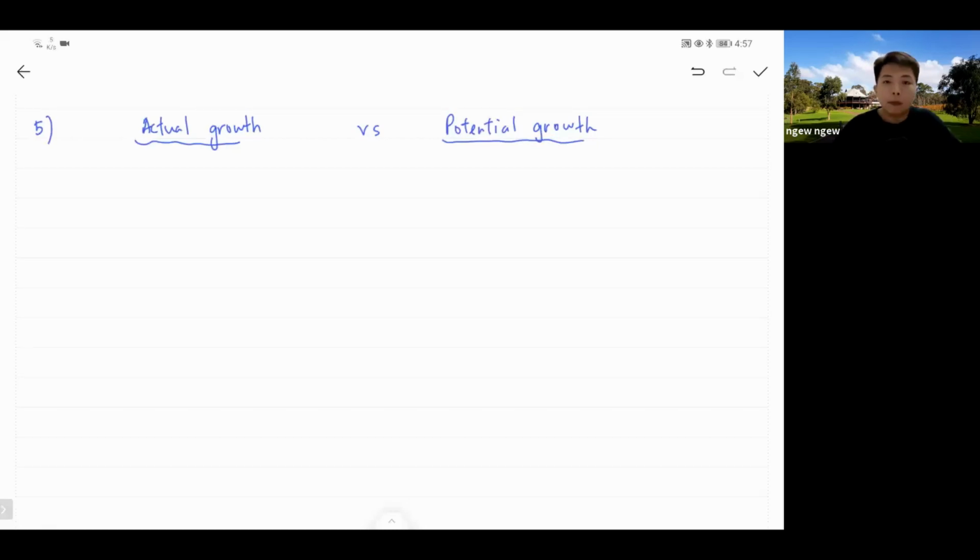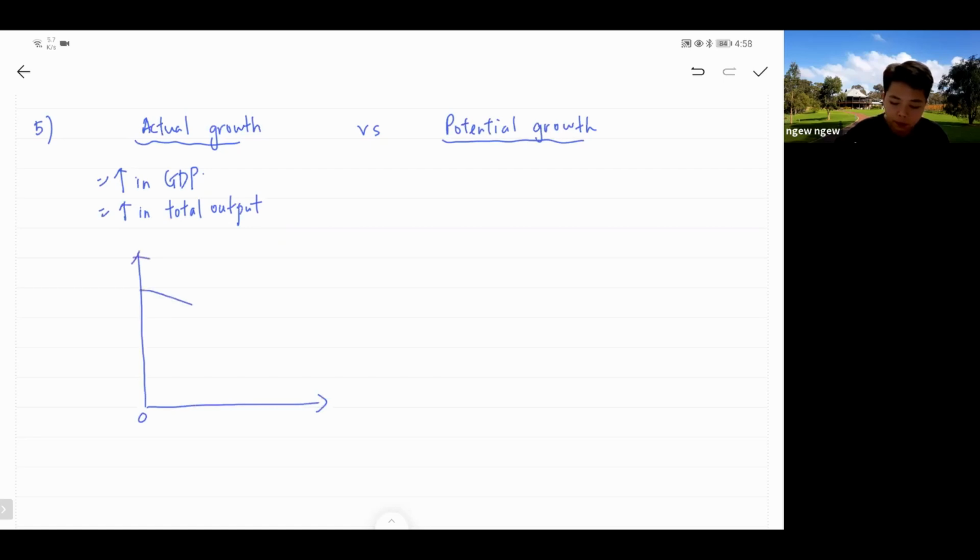Okay, number 5. PPC can be used to compare, contrast, or show actual growth or potential growth. Actual growth refers to a rise in GDP, gross domestic product, meaning a rise in total output, which means the country is actually producing more of both goods. So actual growth can be shown. Remember point number 4, you need a point to indicate where you are now. You need a point to indicate what the country is producing now.